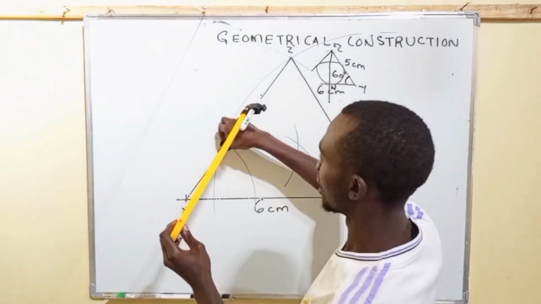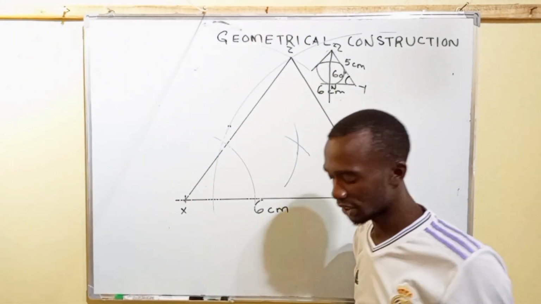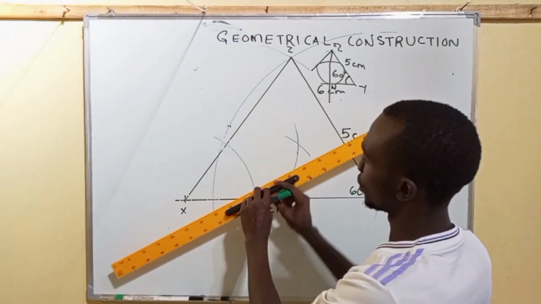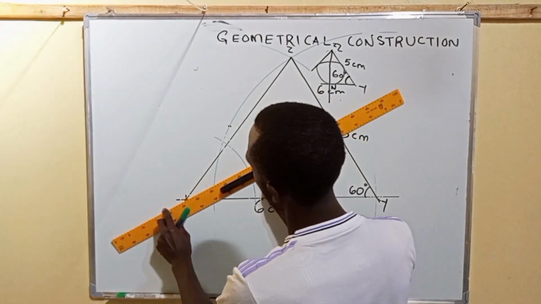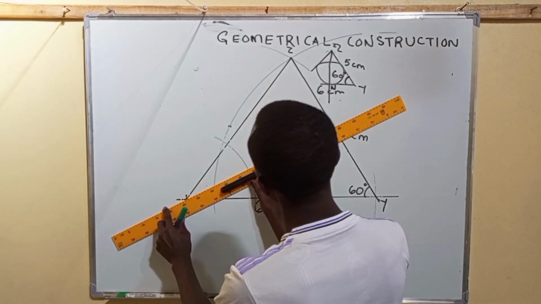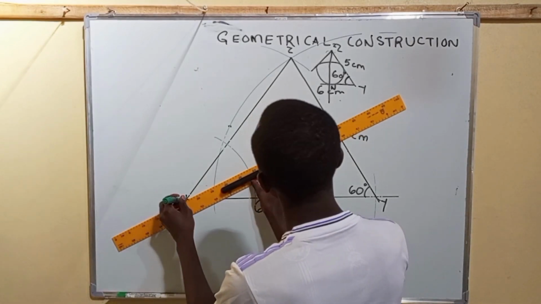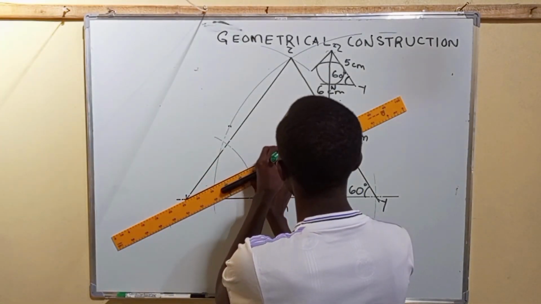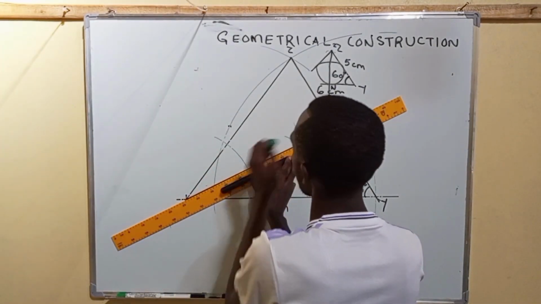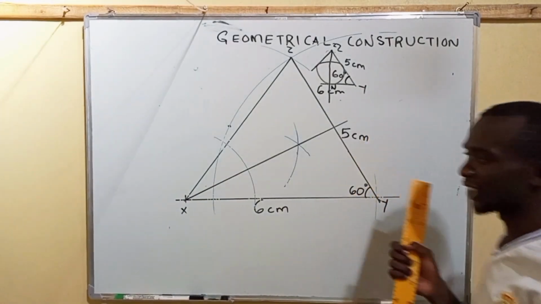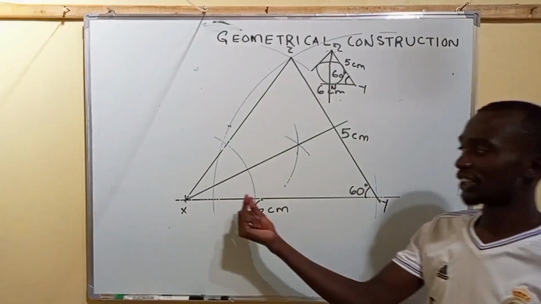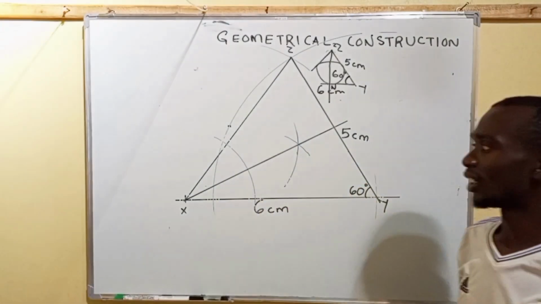So the point of intersection, we join it to point Z. So this is the angle bisector of x. The bisector of x is this particular line.